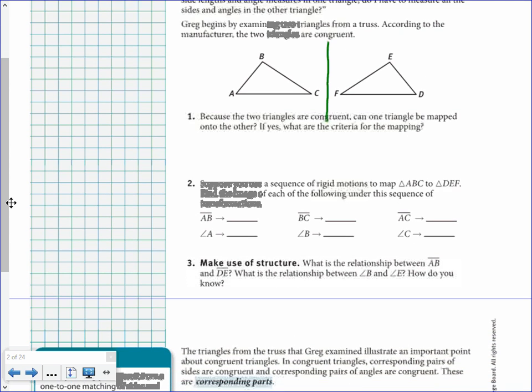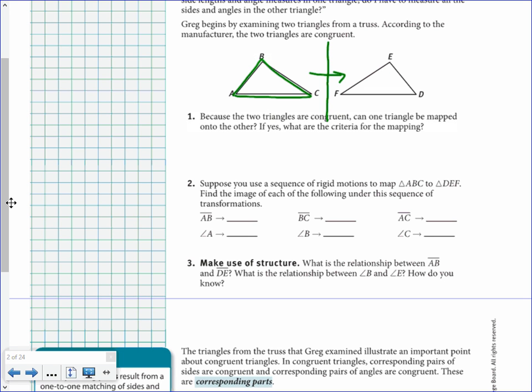So let's look at number two. We are going to use our rigid motions to map ABC onto DEF, and then we want to find the image under the transformations. So if we take this figure and reflect it over here, we are wanting to identify what sides end up matching together.